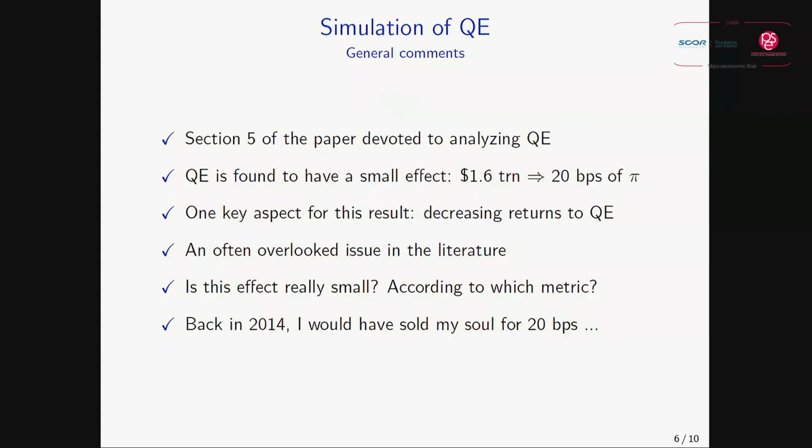Okay, so now the nasty remarks. The paper focuses, at least section 5 of the paper focuses, on simulating a QE. So QE is found to have a very small effect, a standard QE2 that buys you essentially 20 basis points of inflation, which is labeled as small in the paper. So one key thing here is that QE has decreasing returns, which is something that is often overlooked in the literature, essentially because all the quantitative studies I know about QE use log-linearized models, so it's difficult to have decreasing returns there.